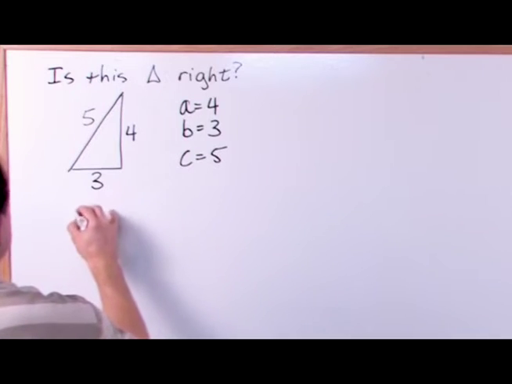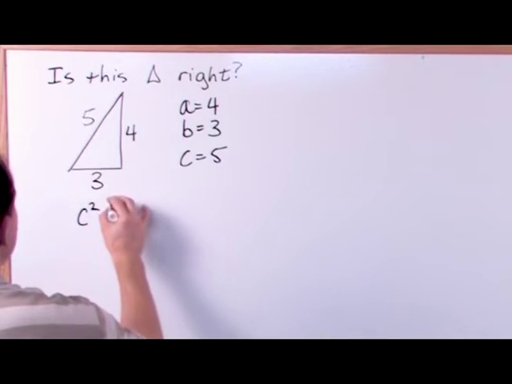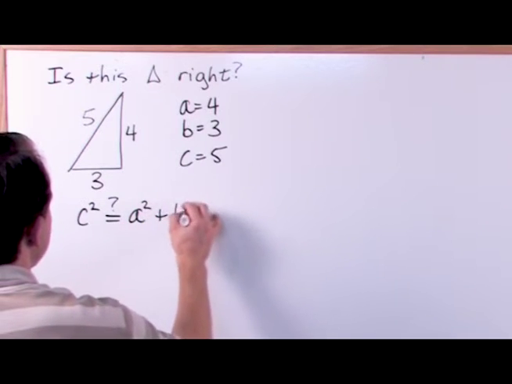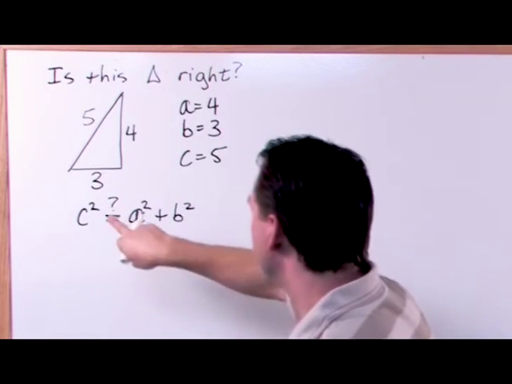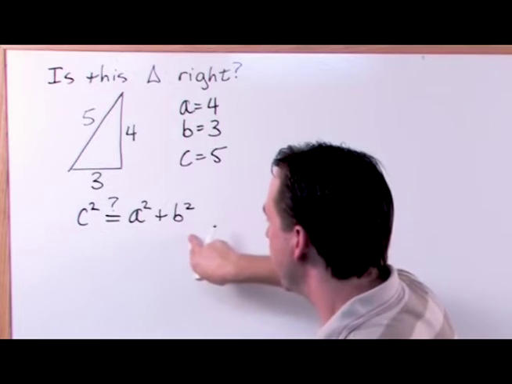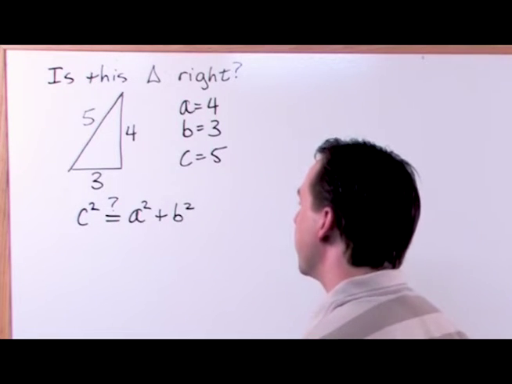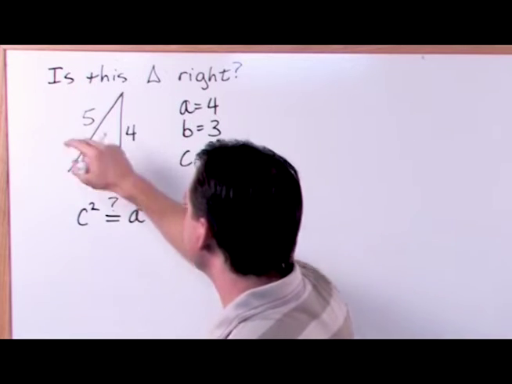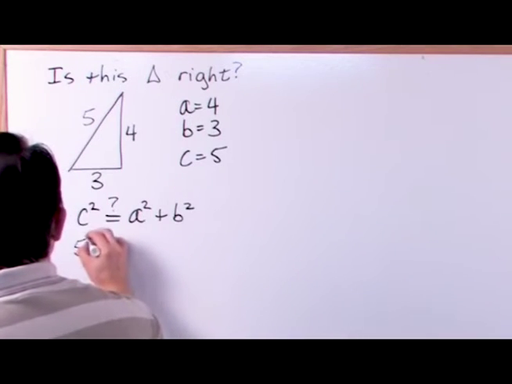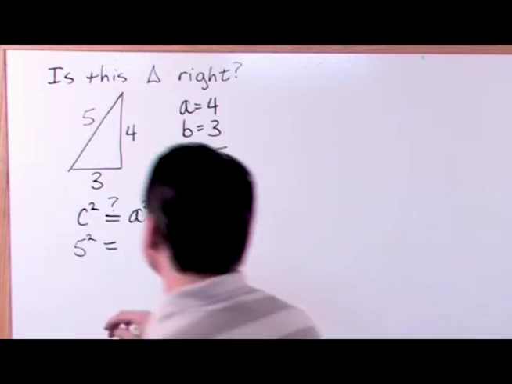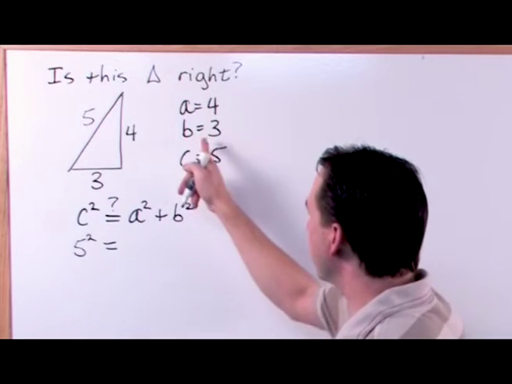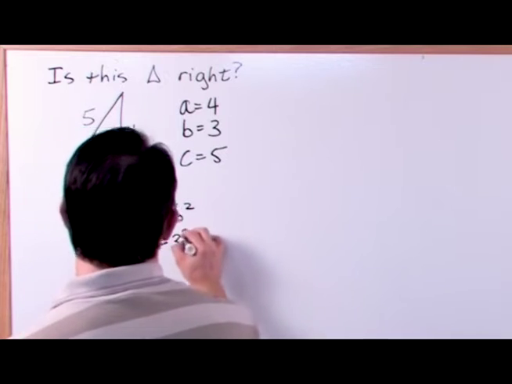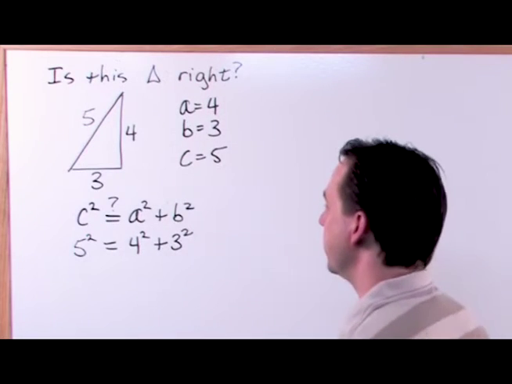So what I'm going to say is c squared is equal, with a question mark, to a squared plus b squared. Because I'm not sure if c squared is actually equal to a squared plus b squared. That's why I put a question mark, to remind myself to ask the question. So c is 5, so I'm going to have 5 squared equals a squared plus b squared, 4 squared plus 3 squared. So all I did was plug these two in there.